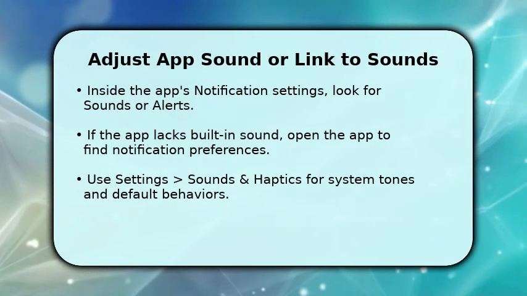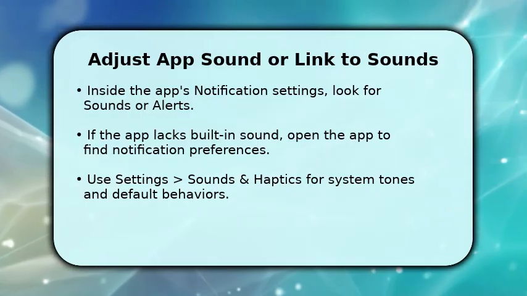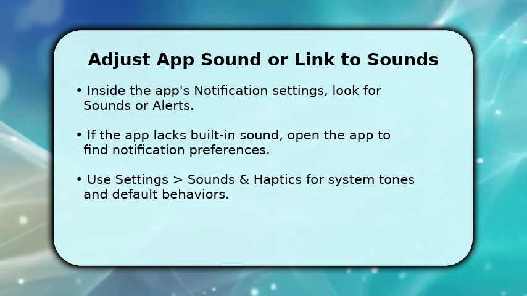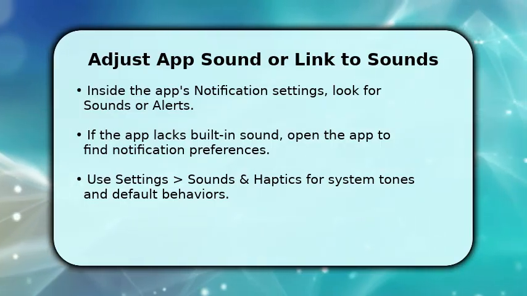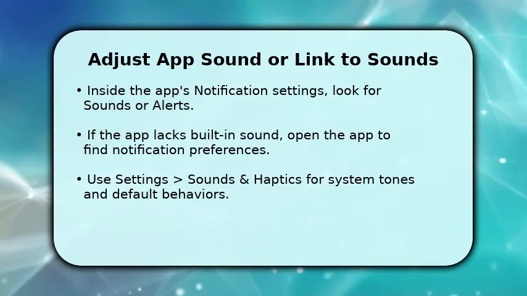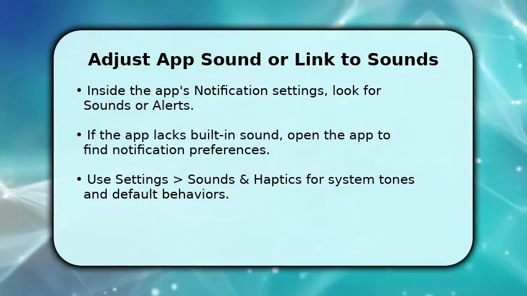Once you're inside the app's notification row, tap Sounds or Alerts if present. This is where you pick a tone. Some apps redirect you to their internal settings. Open the app and find Notifications or Preferences to choose a custom tone or silence notifications.